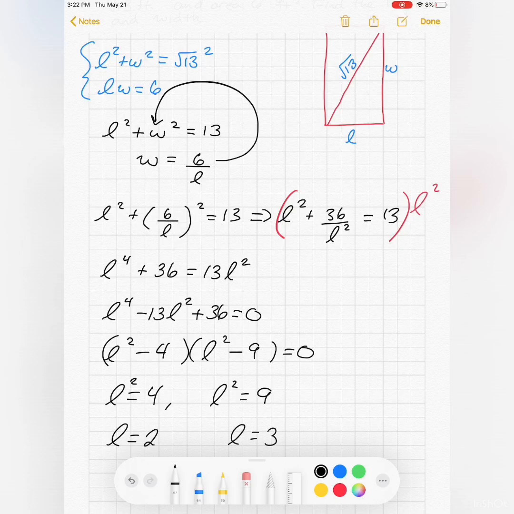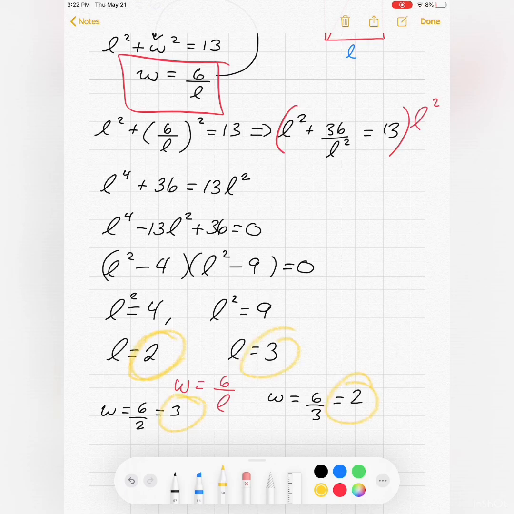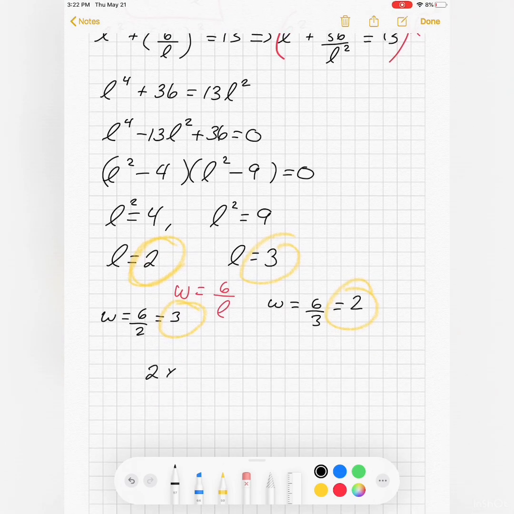Because these are lengths. So when I go back up to solve for W, W is 6 over L. If L is 2, 6 over 2 is 3. If L is 3, 6 over 3 is 2. So you see how no matter how I cut it, one side is 2 and one is 3, right? That's because I can rotate the rectangle. So the rectangle is 2 by 3 feet, or you can say 3 by 2. It doesn't matter.